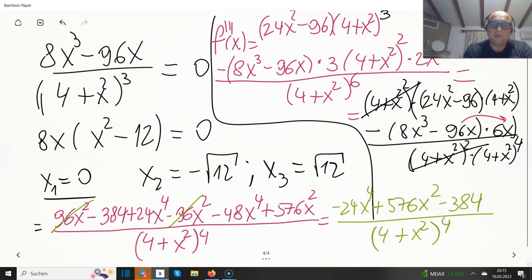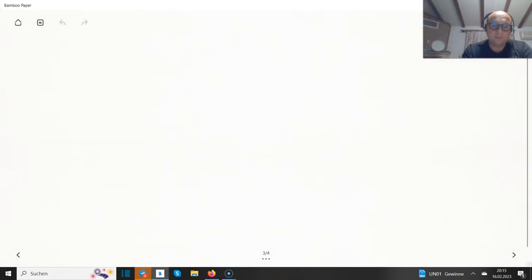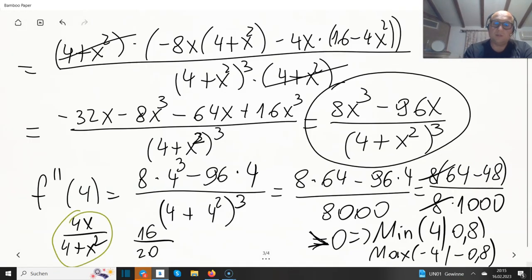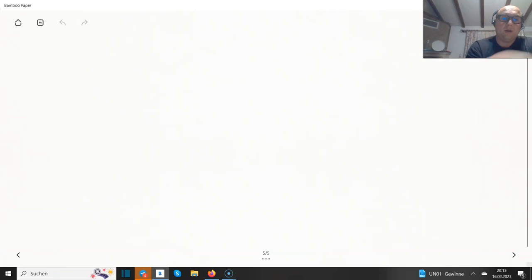So if I am putting 0 inside the third derivative, obviously I'm not going to get 0. So that means this is point of inflection 1 at 0, and let's come back to our function, which I was writing here. 0 is 0, 0, one of the 0 points. Great. What about square root of 12?